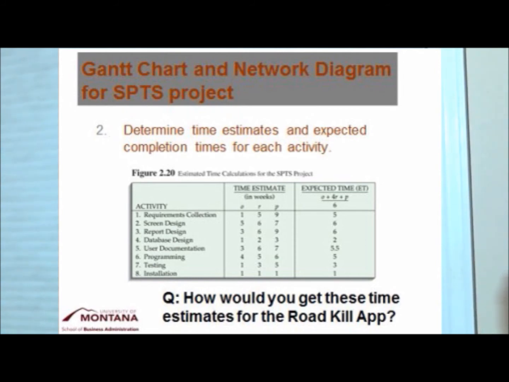And then you can see the expected time calculation is just a little bit of weighting on that. We basically have 1 of the optimistic to 4 of the realistic to 1 of the pessimistic, and we divide by 6 to get an expected time. That's just a quick calculation, as you can imagine. So that gives us the time. So we come up with these time estimates. As it says on this slide, how would you get these time estimates for the roadkill application? How would you come up with how long it takes to gather requirements? How would you come up with how long it takes to design the screen?